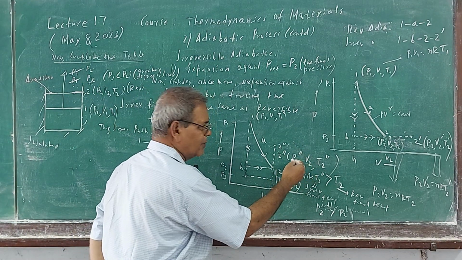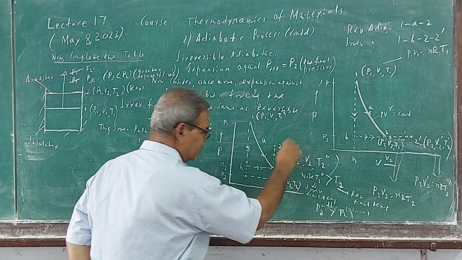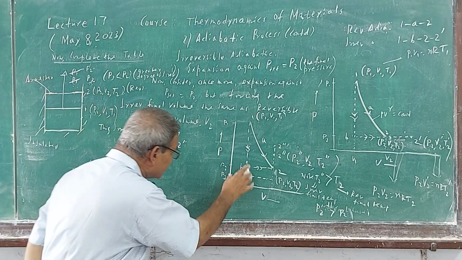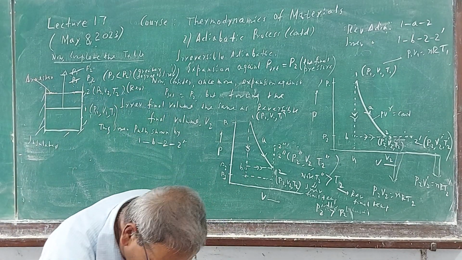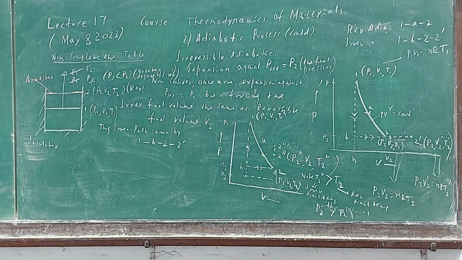If you are interested, you can write this. P2 double prime, same way, so the temperature will be okay. You can do it yourself: P4, P5, P6, P7, P8, up to the infinite, the maximum. Keep the maximum there.